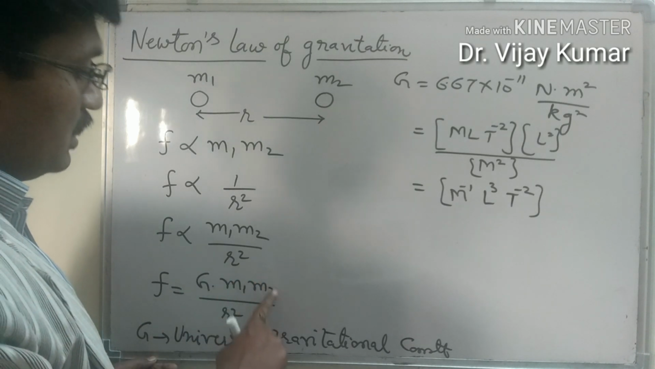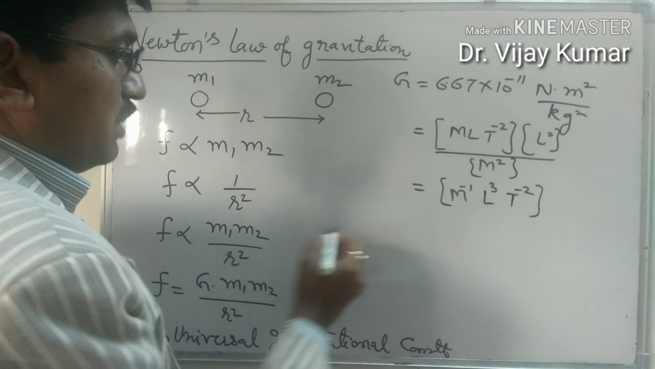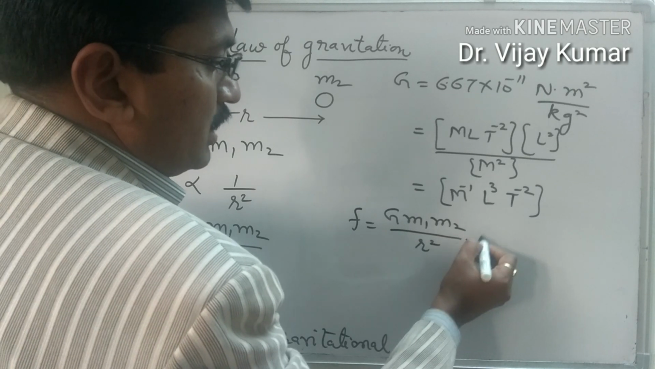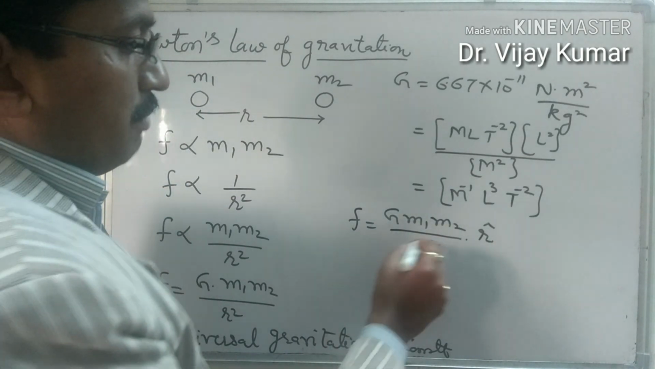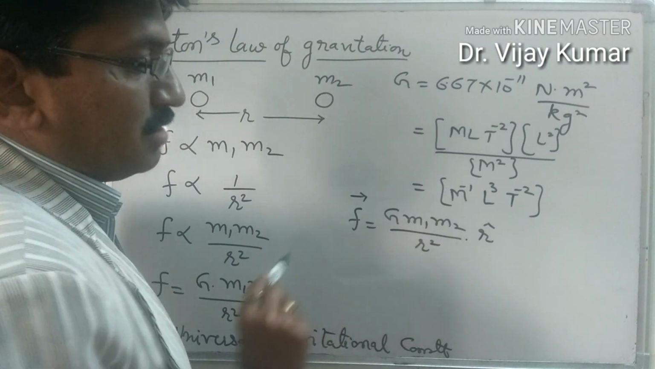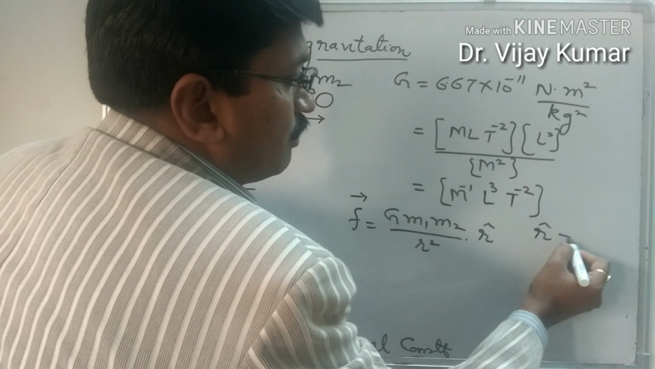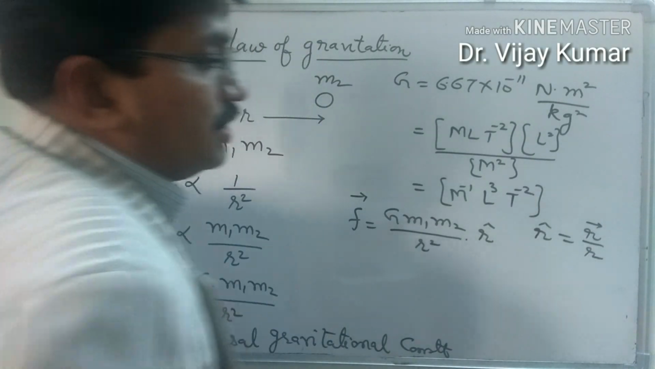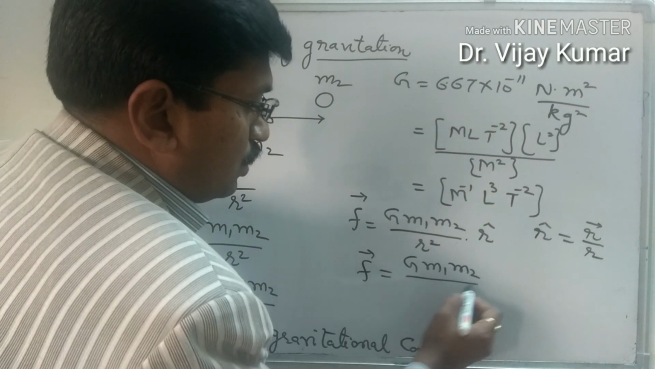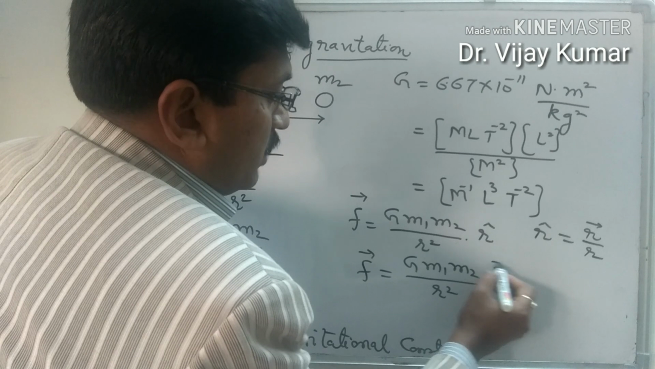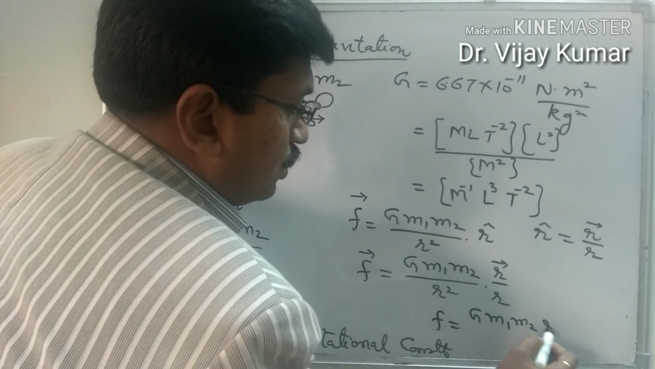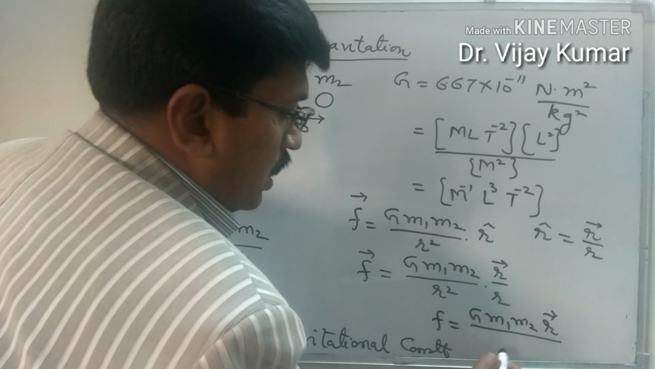It means we have to convert this right side into vector form, and we can convert it: F equals G m1 m2 upon r square, if we multiply it by a unit vector. If we multiply this scalar quantity by a unit vector, then this quantity becomes a vector and both sides become vectors. And we can write the r unit vector as r vector upon the magnitude of r, and the force becomes G m1 m2 upon r square, where the r unit vector is replaced by r vector upon r, or we can write F equals G m1 m2 r vector upon r square into r, that is, r cube.